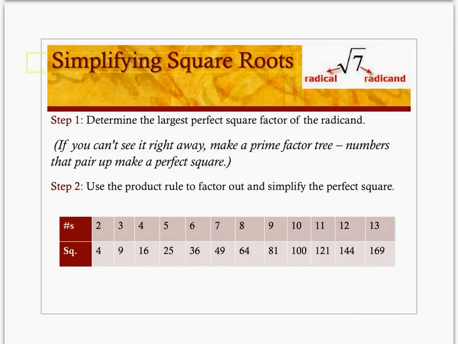Alright, so this is just a recap of the things I just said. So the step 1 is going to be determining the largest perfect square factor of the radicand. Remember, radicand is the number underneath the little house, okay?